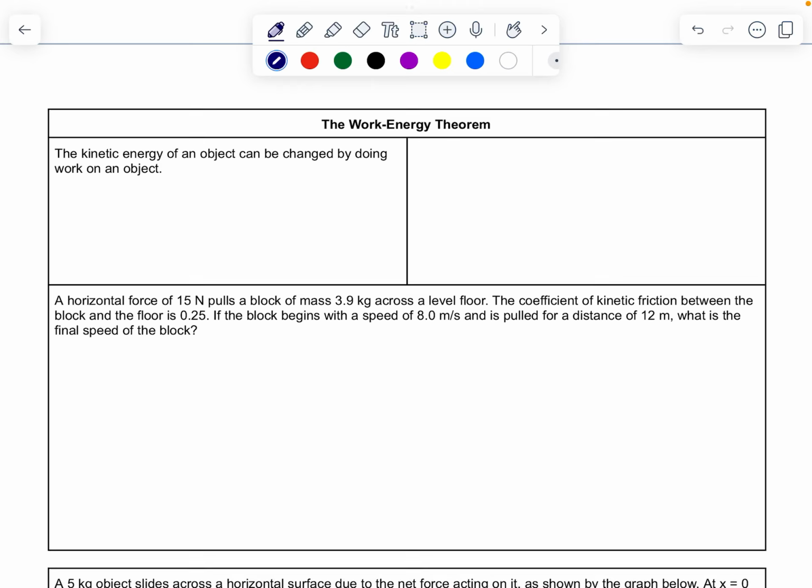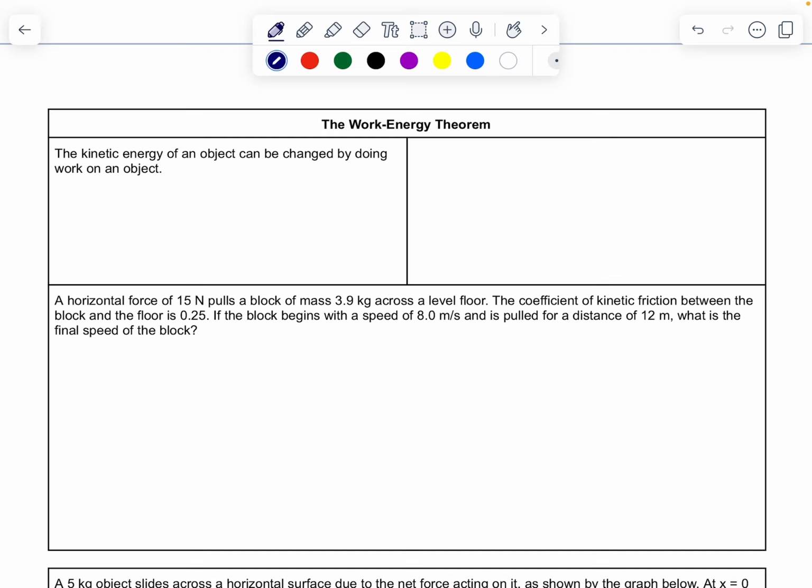Let's start putting some of the pieces together. We've talked about work. We've talked about changes in energy. We've talked about kinetic energy specifically. We've talked about forces causing objects to experience a change in kinetic energy. Now we're going to put all those pieces together.